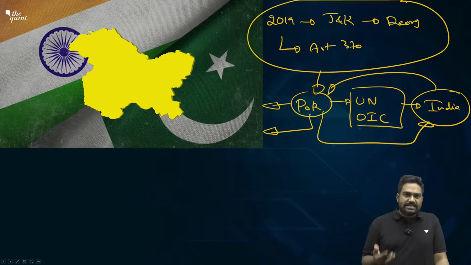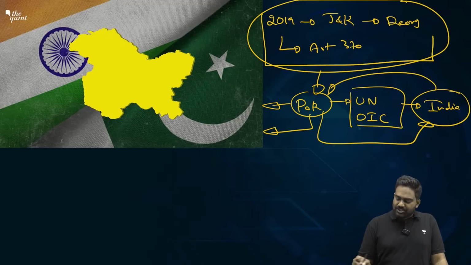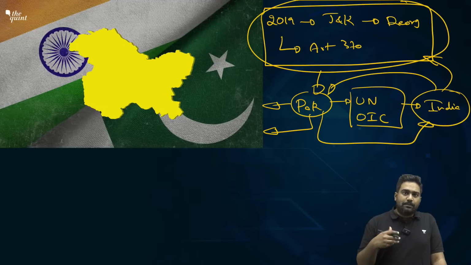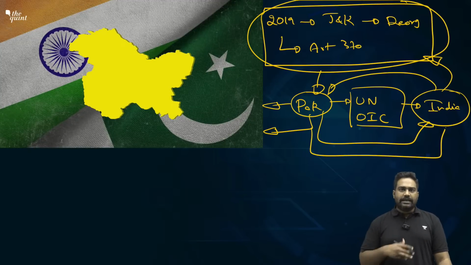India said the changes were necessary to better integrate J&K with the Indian Union and to deal with the security situation and provide better development in J&K. So Pakistan downgraded the relations after India carried out these changes with regard to Article 370.